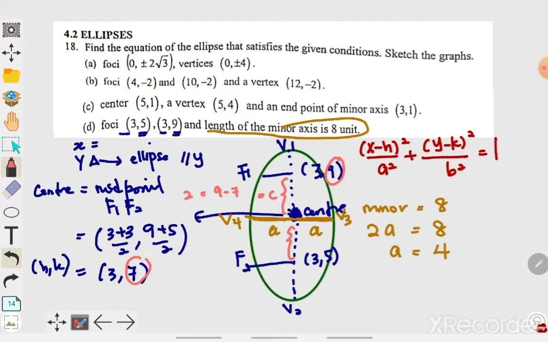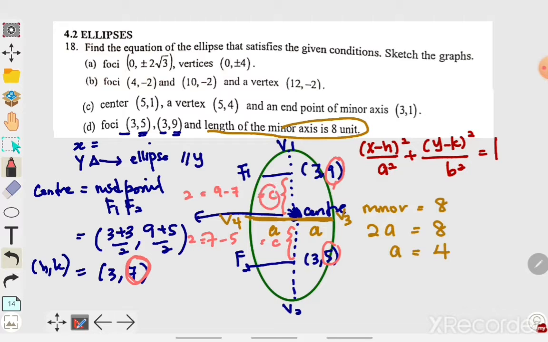Do the same for the other c here. So this equals 9 and this equals 5. So we have 9 minus 5. What do you think? Oh sorry, it's not 9 minus 5. It must involve the center. So the center is equal to 7. 7 minus 5, you are going to have 2.